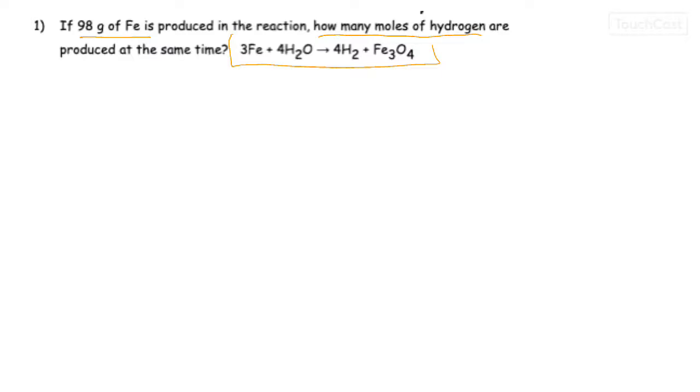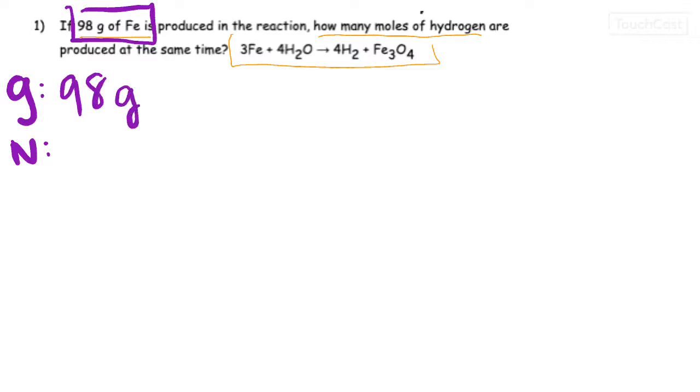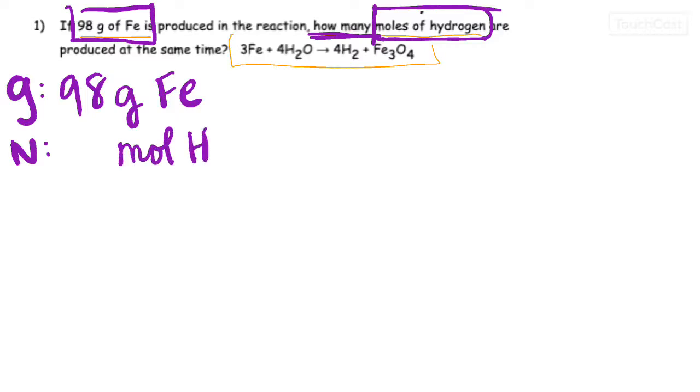So our first step is always to find our given and our need. Our given is whatever has a number and units. And so right here, I have 98 grams Fe. And then how I find my need is I look for whatever follows how many. In this case, we're looking for a certain number of moles of hydrogen.